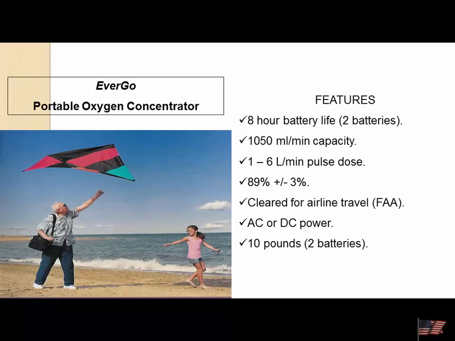Oh, this is another one, another brand called the Evergo. It's a little bit longer battery life. The FAA, by the way, has cleared them for travel, so they can take them on an airplane, which is huge. Because in the days prior, they weren't allowed. You had to jump through all kinds of hoops to bring a cylinder onto an airline, and in many cases they would not let you bring on your oxygen. You had to use theirs, which of course the cost was exorbitant. So huge advantage having them now cleared for travel.